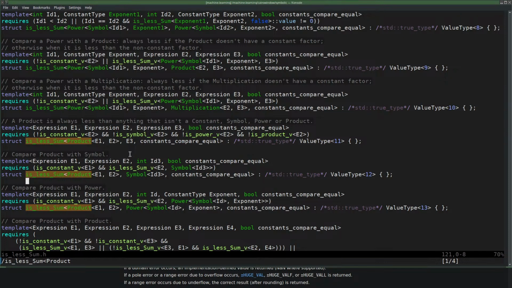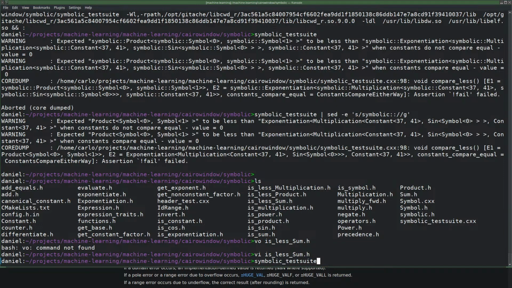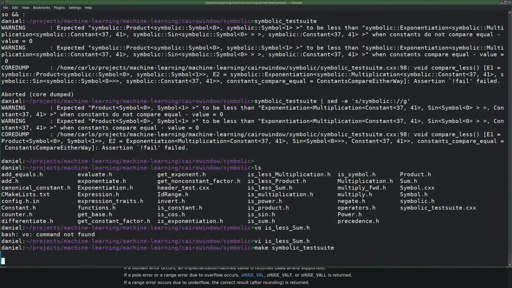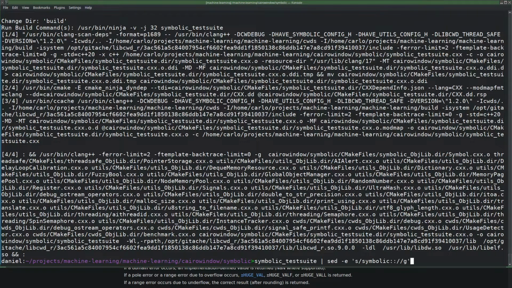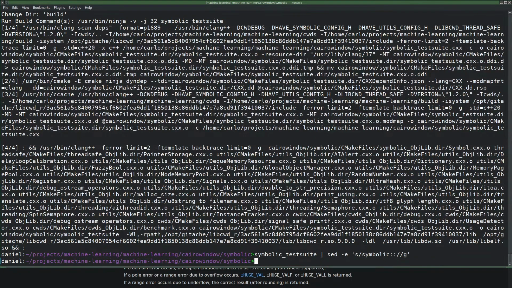Why the hell is this not comparing? Oh, because I'm using E2 here. That should have been E3. And it works. Good.